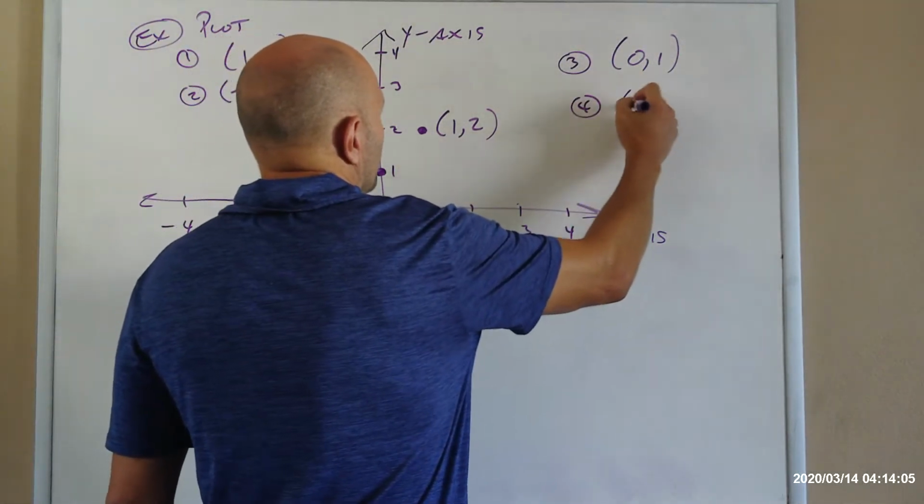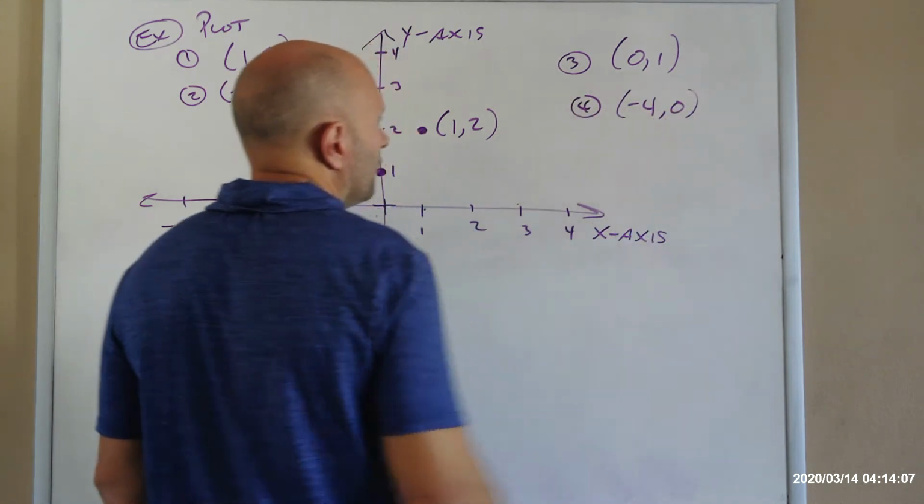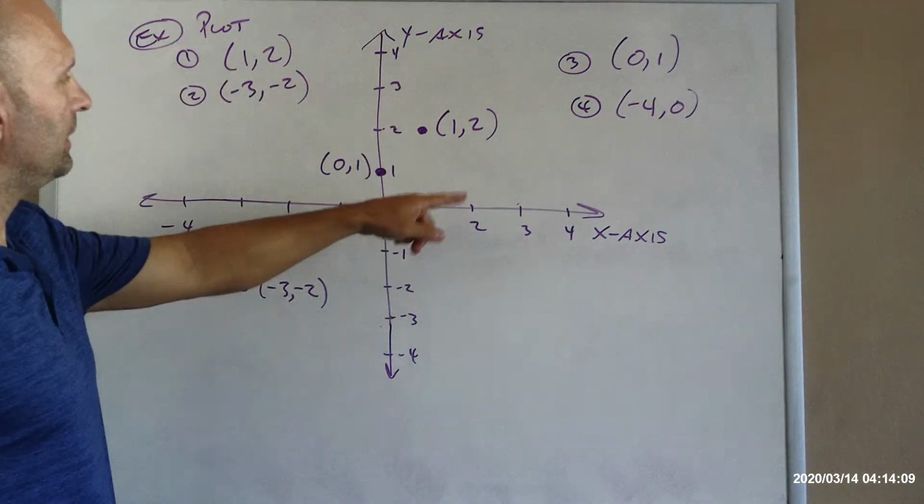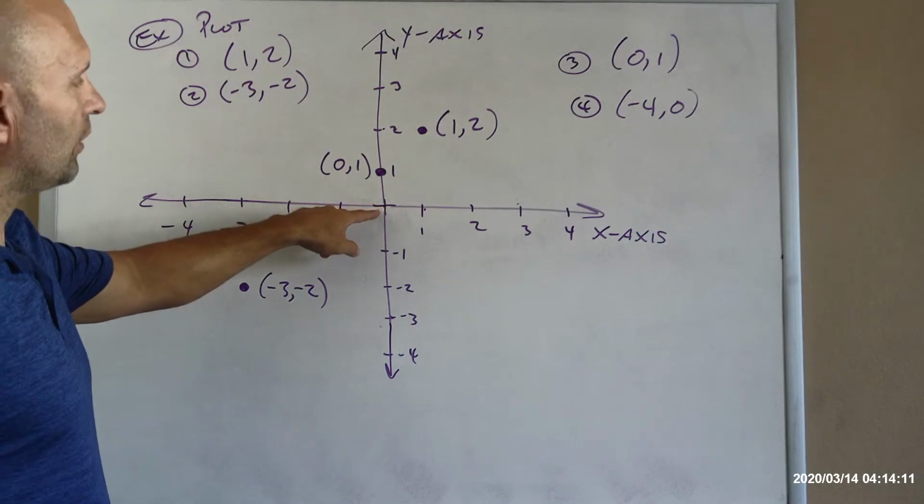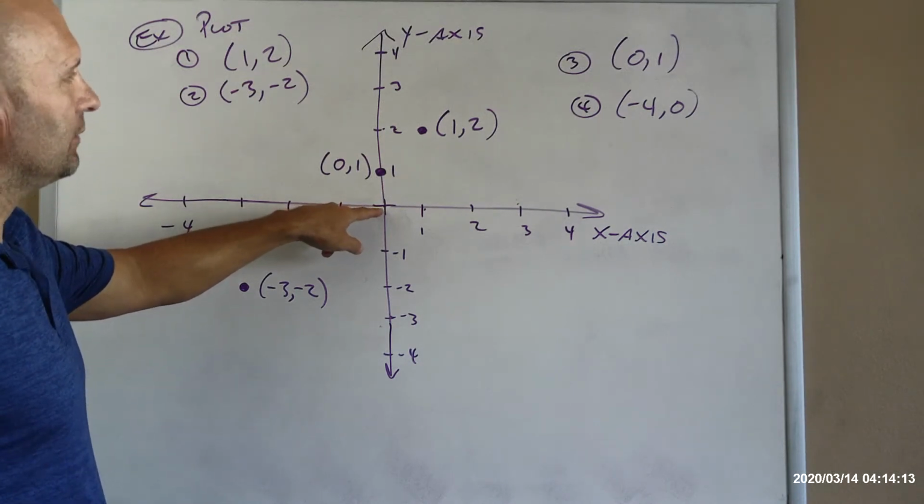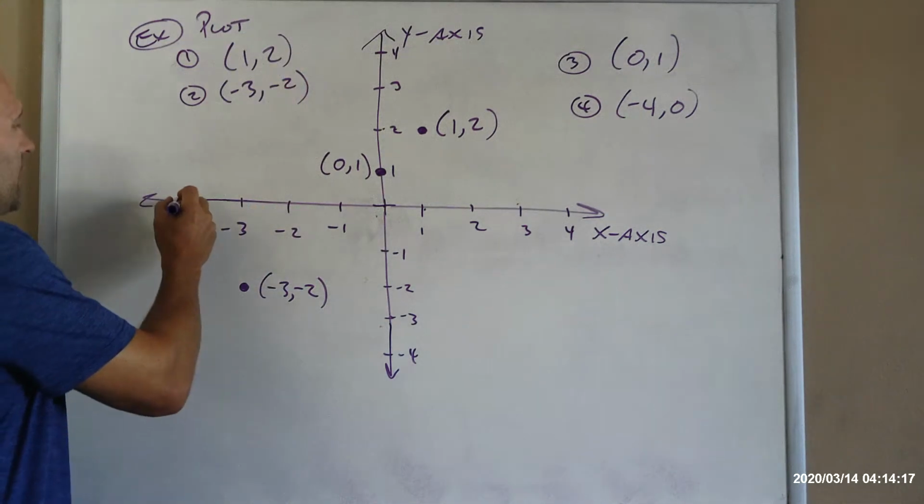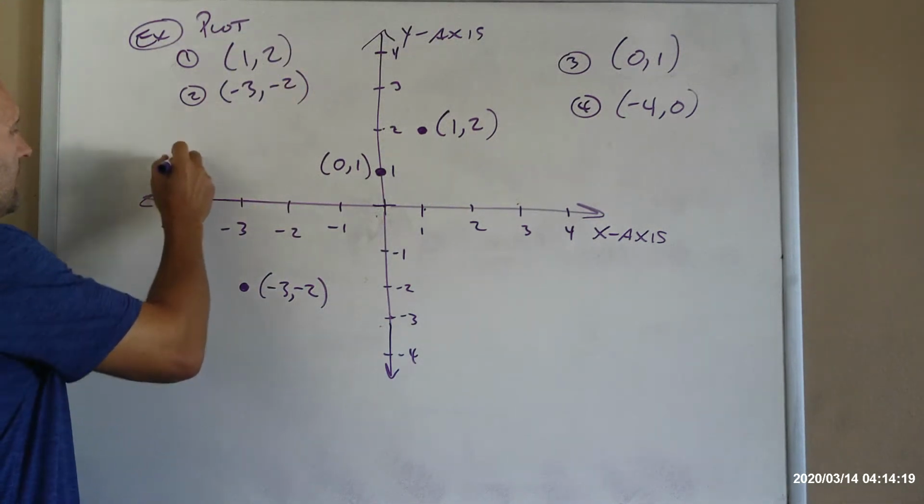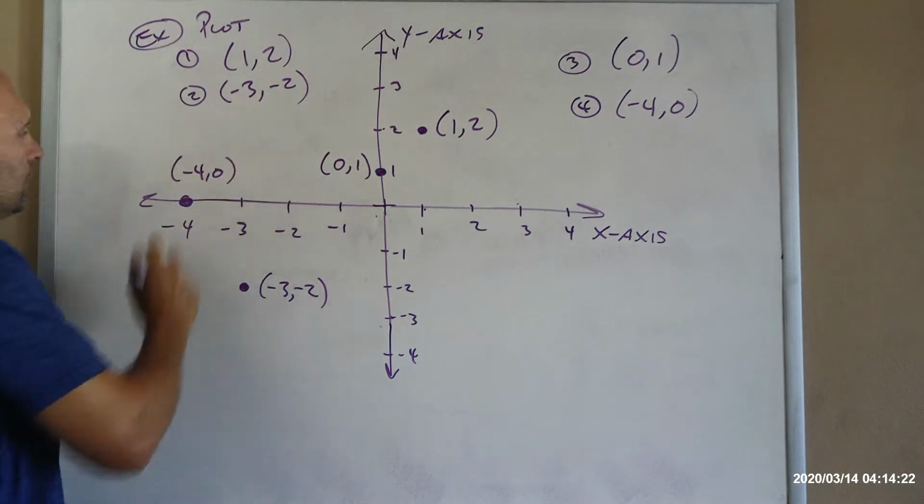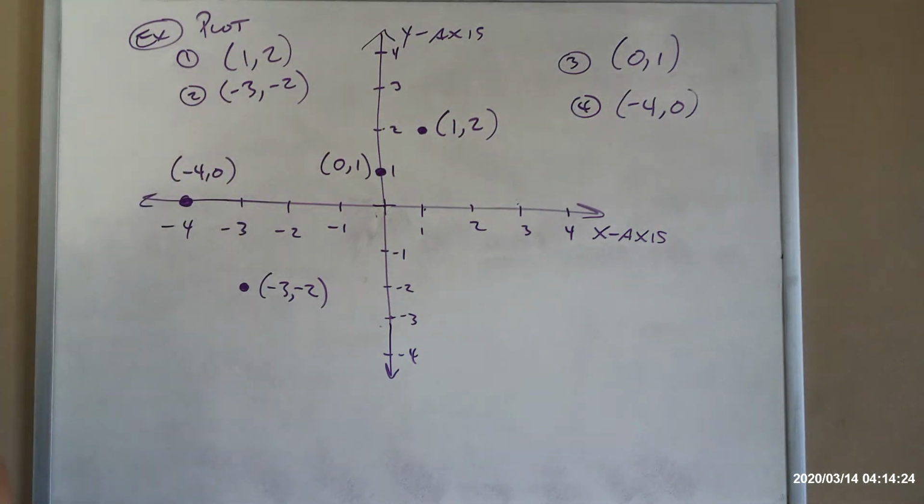And the fourth point we're going to graph is -4, 0. So that means what? From the origin, we always start at the origin, -4, so 4 units to the left, 0 units up or down. So I stay right on the x-axis. So that's my point there, -4, 0.